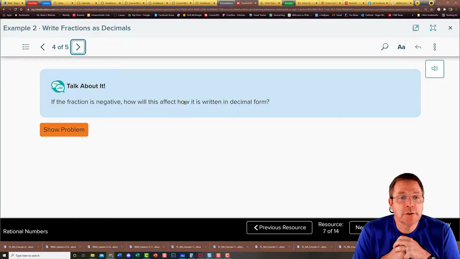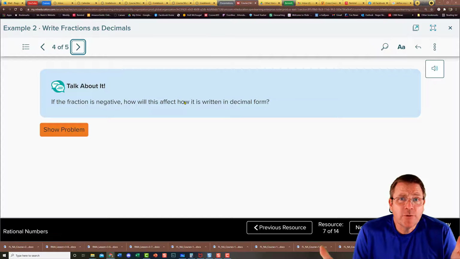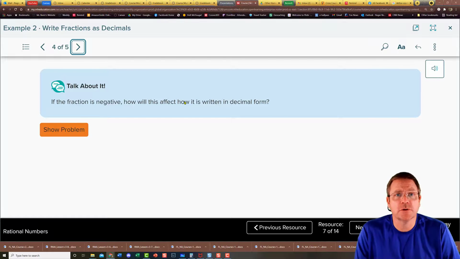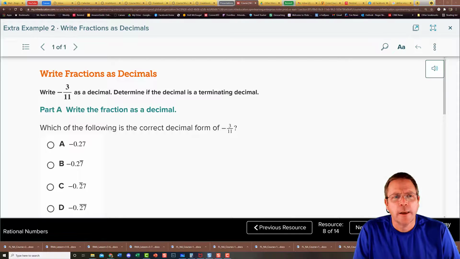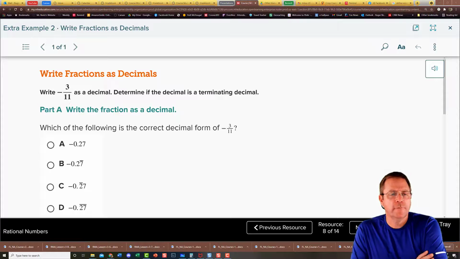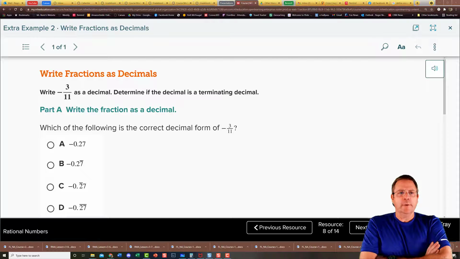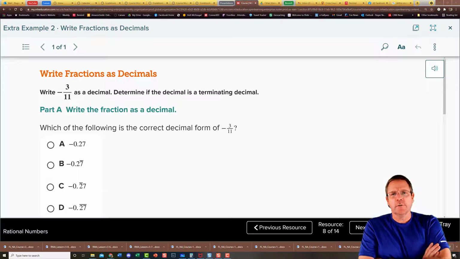If the fraction is negative, how will it affect when it's written in decimal form? Won't make any difference at all. A negative fraction becomes a negative decimal. That's all there is to it. Now it's going to be your turn. Pause the video, solve the problem, determine whether it's going to be terminating or non-terminating, and which one of those is going to be the correct answer. Go ahead and do that right now.